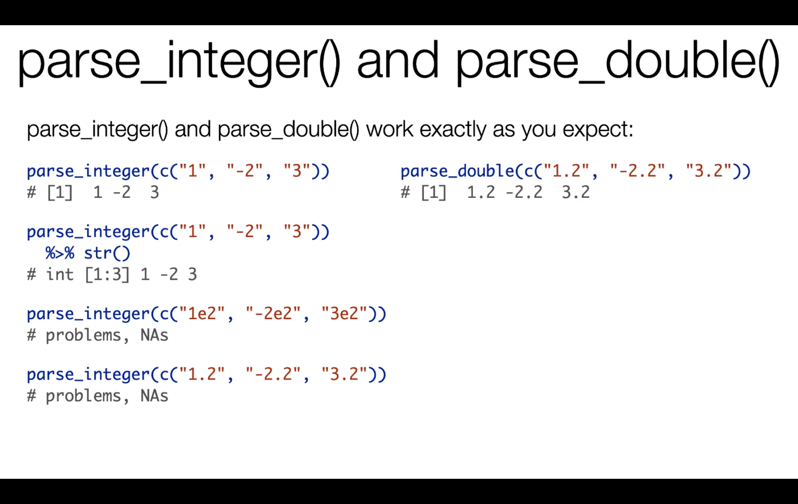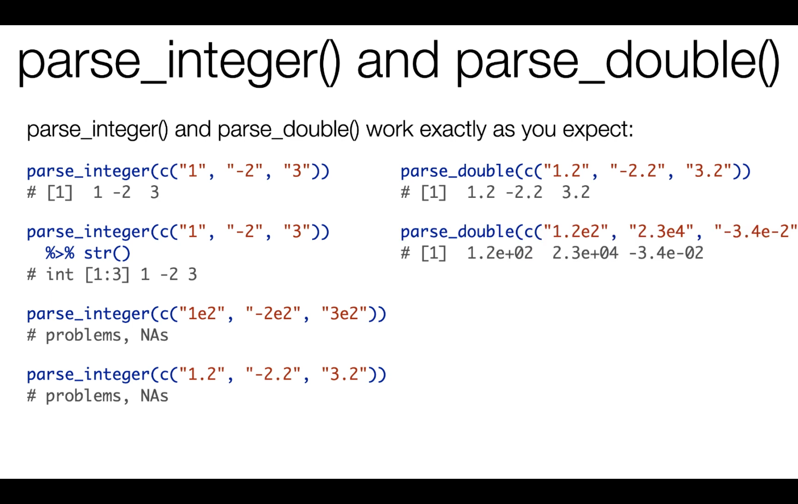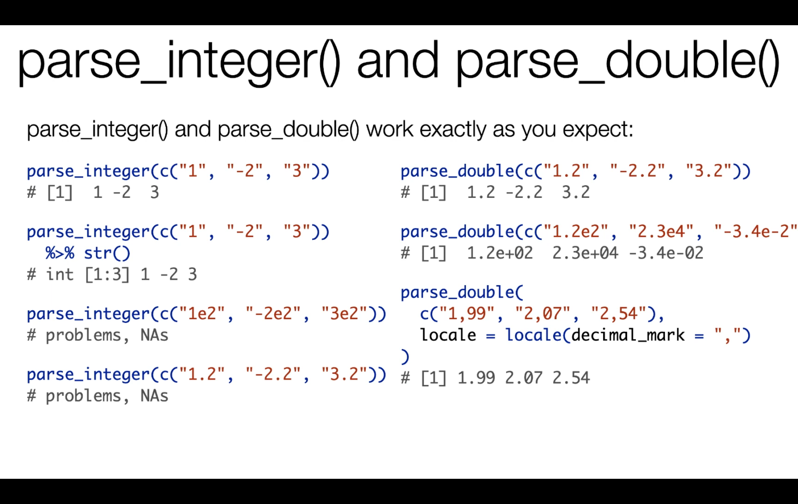By contrast, if you use parse double, they parse exactly as you think, whether it's just obvious numeric representations or if you're using scientific notation. Now, here's something a little bit different, and this is again something that you would not necessarily expect. If you're parsing data from sources that are just different than what you expect, strange things can happen.